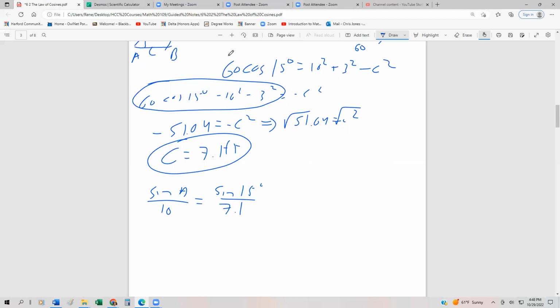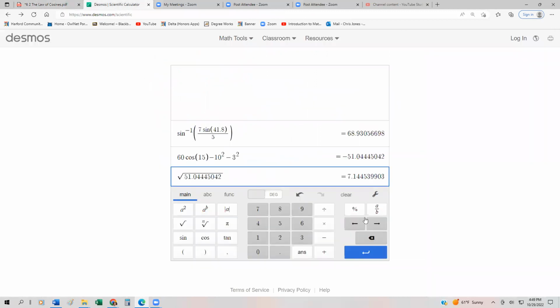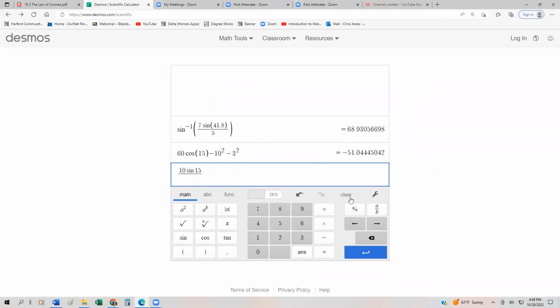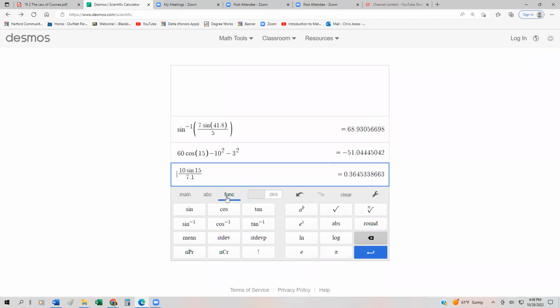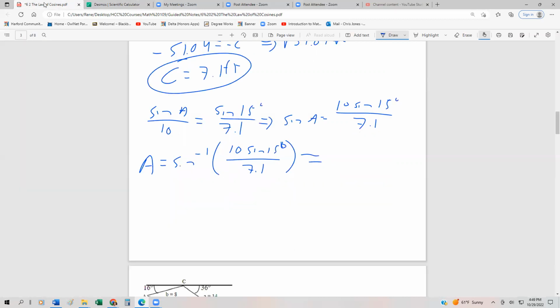7.1. And then we could multiply both sides by 10, so we would have the sine of A equals 10 sine of 15 divided by 7.1. We could take the inverse sine to find A. So that's going to be 10 sine of 15 degrees divided by 7.1, and then that can get us to our answer. In our calculators, we have 10 sine of 15 divided by 7.1, and we take the inverse sine of that. And so we get 21.4 to be A.